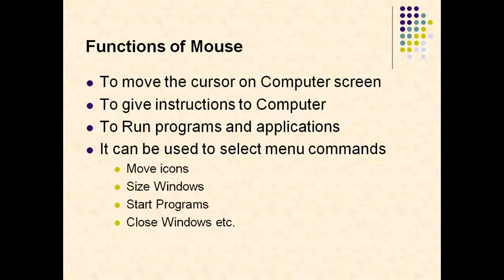Functions of mouse. First point, to move the cursor on the computer screen. The first function of mouse is to move the cursor on the computer screen, to give instructions to the computer. Second point, to give instructions. Third point, to run programs and applications. Okay, students. So, what are the functions of mouse? To move the cursor on the computer screen, to give instructions to the computer, to run programs and applications.